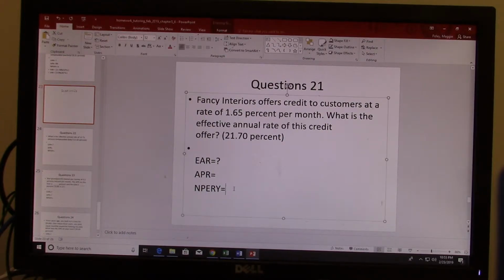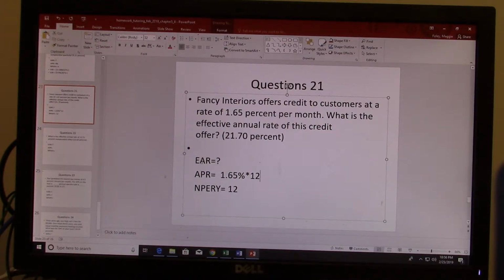For a credit card, we know it's compounded on a monthly basis, so M should be 12 because it's compounded 12 times a year. The APR is not given directly, but it's given as the monthly interest rate, 1.65%. So we should use 1.65% multiplied by 12. This will give us the APR.